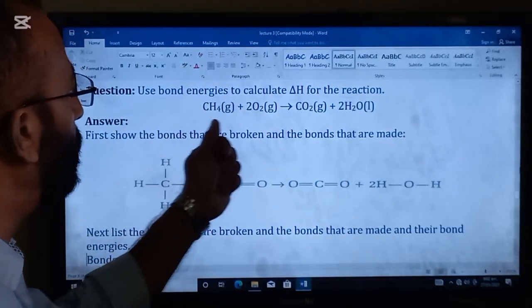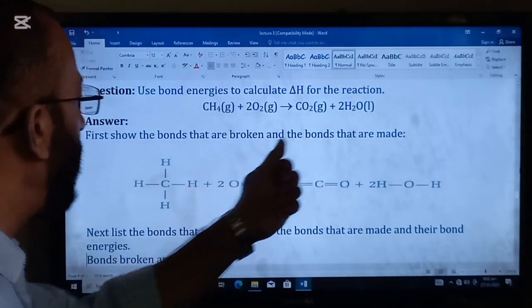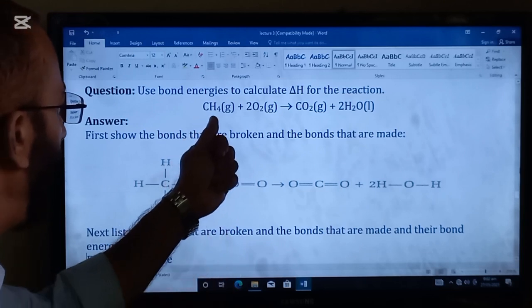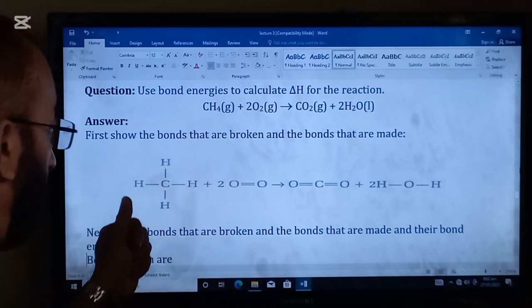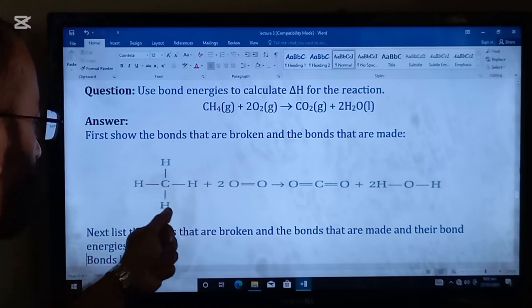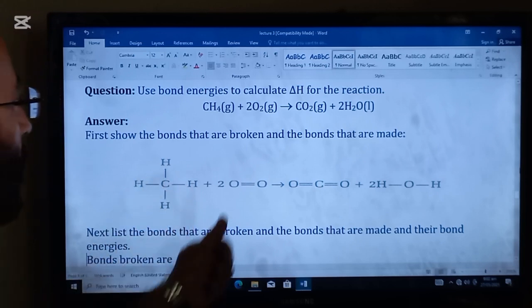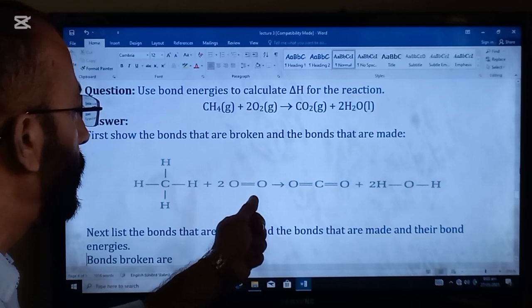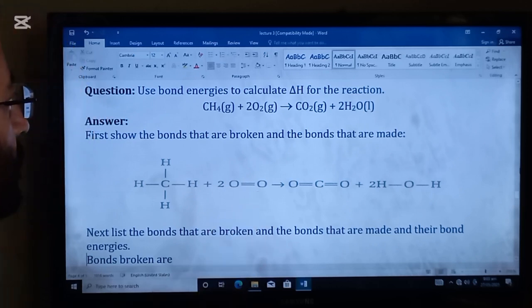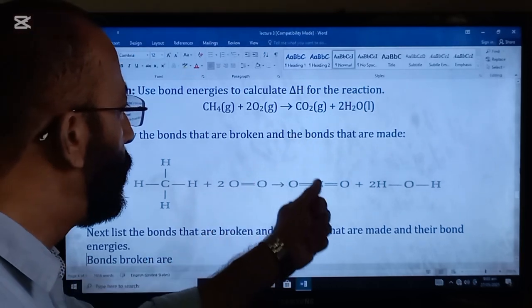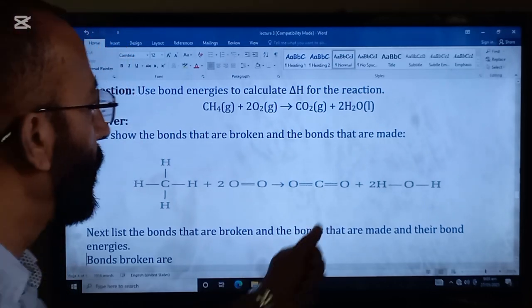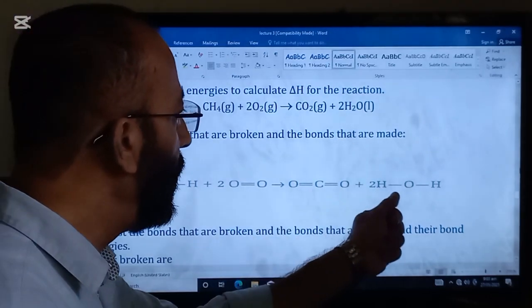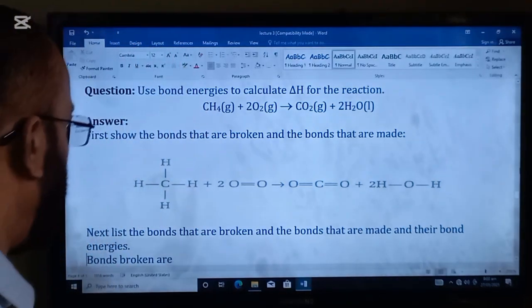So first convert the molecular formula into the structural formula. So CH4 can be written like this. From here we can see 4 C-H bonds are there. 2 O=O bonds are there. 2 C=O bonds are there and 2 O-H bonds are there.